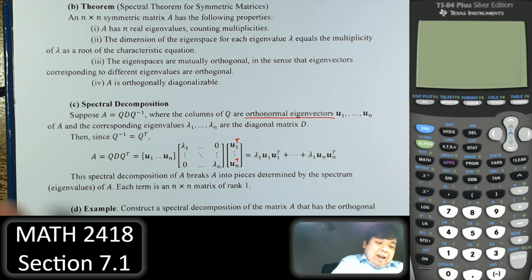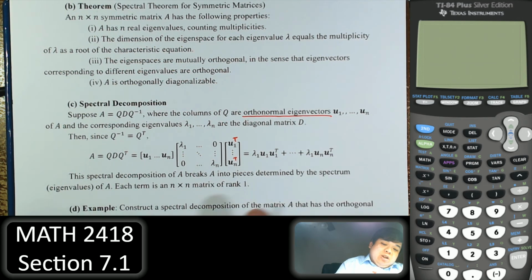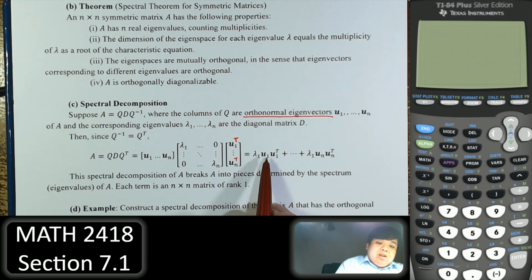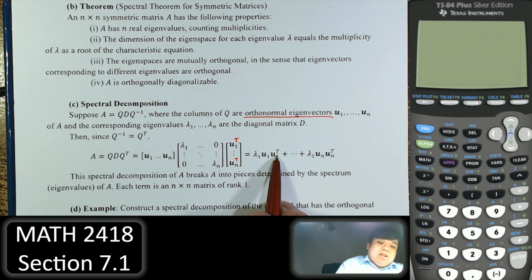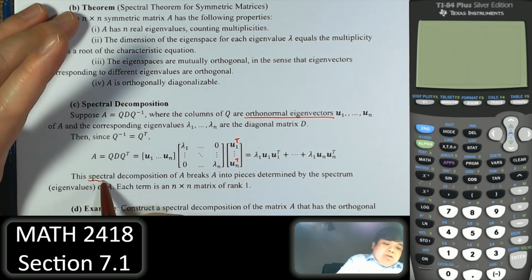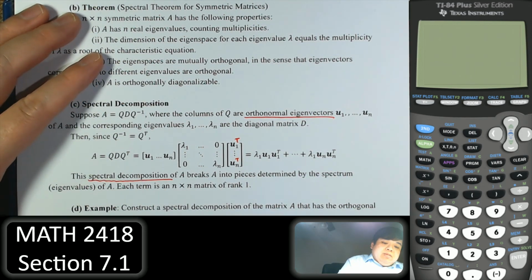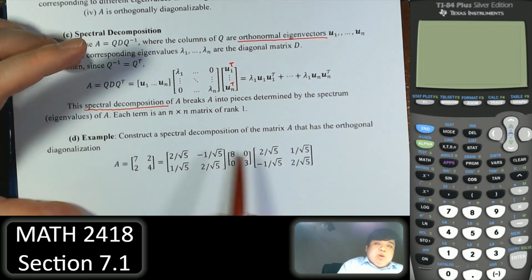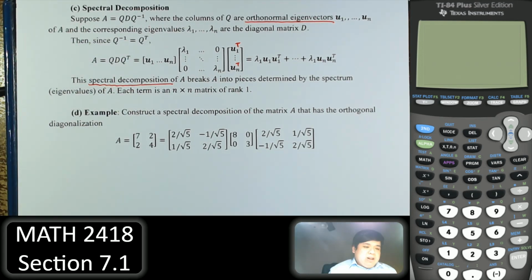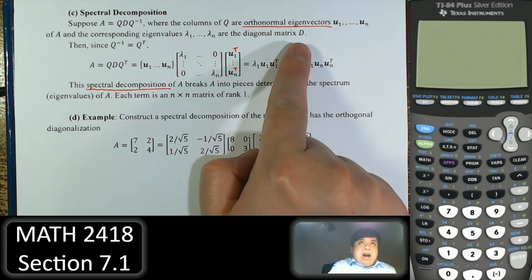Right, and then when we multiply together, we have this. So pretty much eigenvalue times the first eigenvector, and then the first eigenvector transpose. And this is called the spectral decomposition of A. And we are using the eigenvalues and eigenvectors, and not just any eigenvectors, orthonormal eigenvectors.